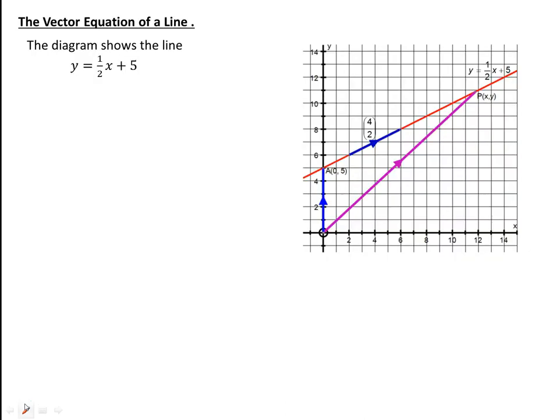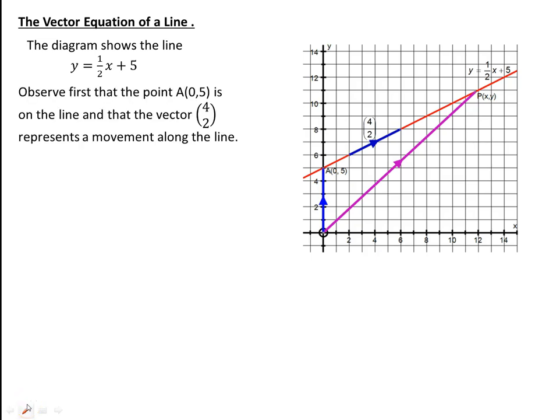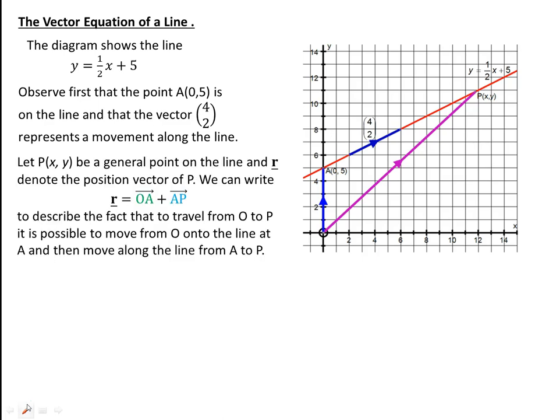Now, in the diagram, the red line is the line y = ½x + 5. We need to observe, first of all, that the point A with coordinates (0, 5) is on the line, and secondly, that the vector with 4 in the x direction and 2 in the y direction represents a movement along the line. We've also got a point P marked on the line with coordinates (x, y). This is going to represent a general point on the line.